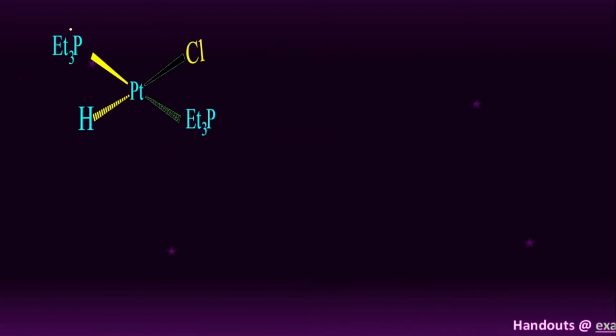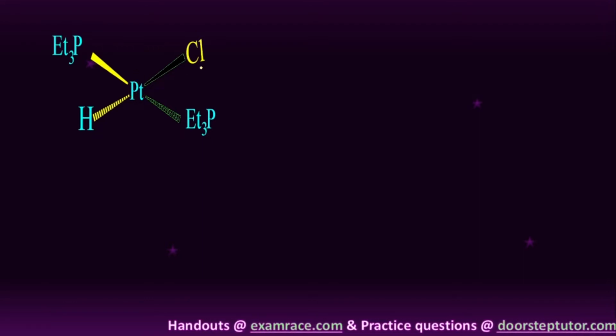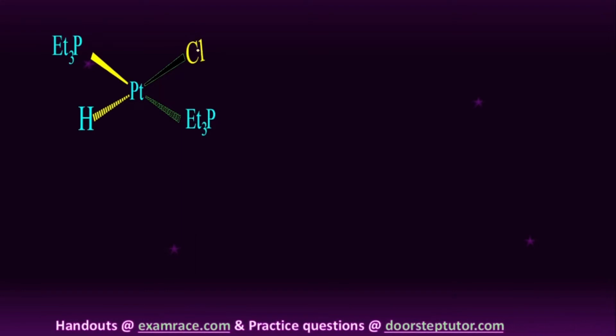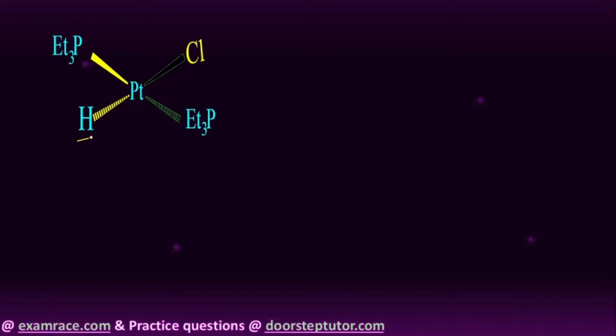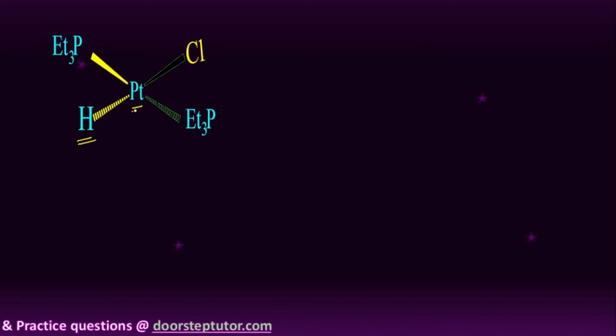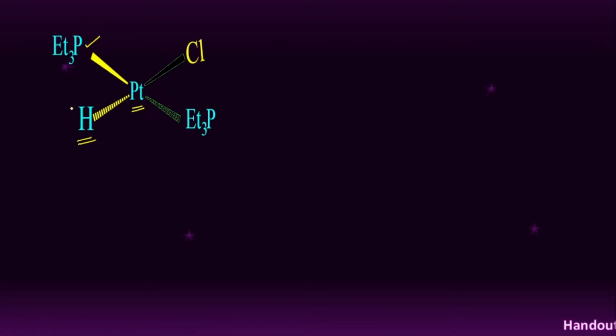Here you can see, this is a platinum metal complex. Here platinum is attached with chlorine. Please note, chlorine is not NMR active. Platinum has a nuclear spin value and is NMR active, and phosphorus is NMR active. Therefore, students, you can see that this first proton is coupled with the platinum.